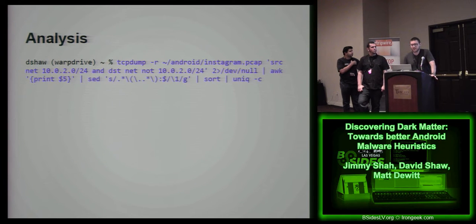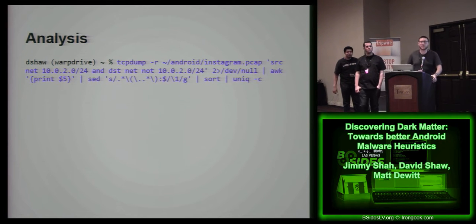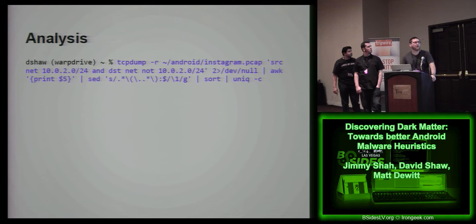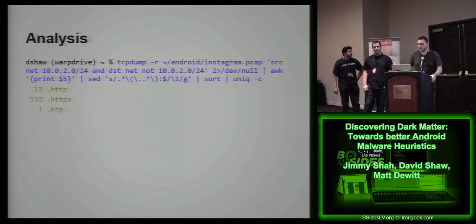If you use a little bit of regex here, and I know that's not super human readable, basically what I'm trying to do here is get a protocol count. So for each of the requests made during this probably about 10-minute period that I was testing, what protocols are being used to connect to a remote host. And we came out with this. Okay, we have 13 HTTP requests, 532 HTTPS requests, and then that random NTP request.